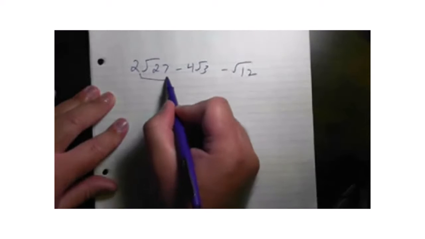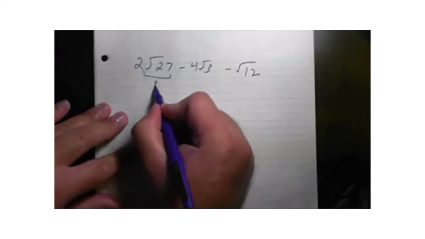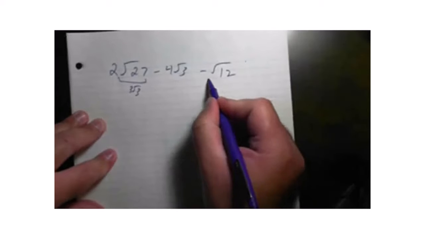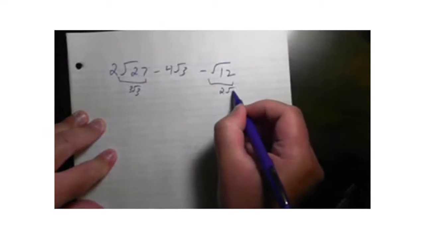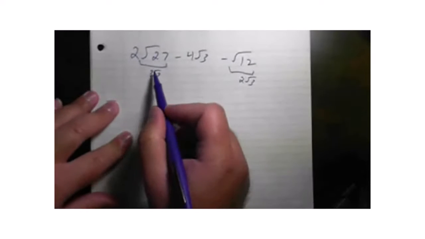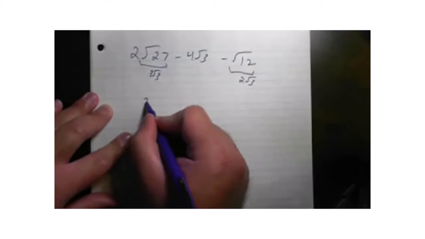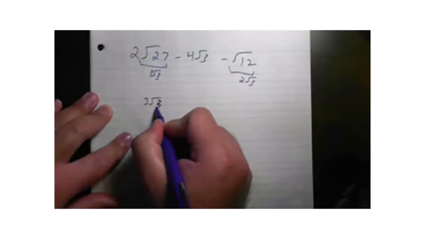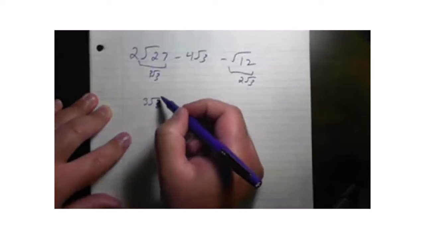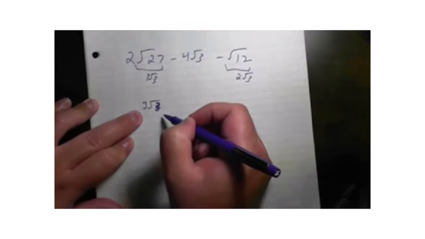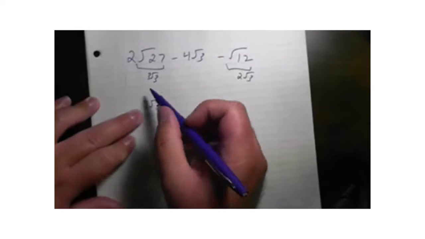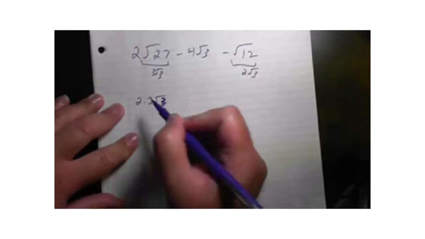Now, root 27 we simplified and we said it was 3 root 3. Root 12 we simplified and said it was 2 root 3. So what I'm going to do is rewrite this root 27 as 3 root 3. But keep in mind, this is just 1 root 27, right? I have 2 of them here. So what I'm going to need to do is multiply it by 2.